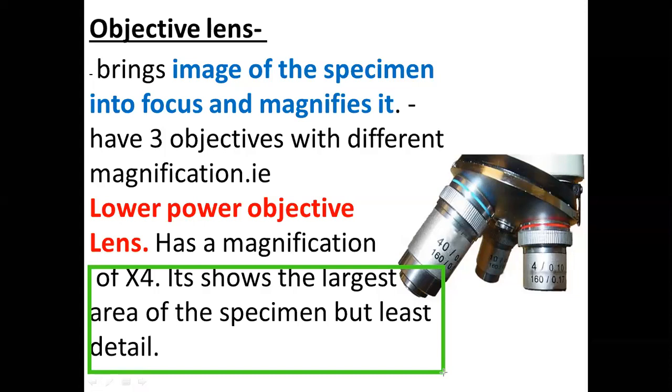Because we normally have a rule, and this rule, I normally use my hand this way. I say the lower the magnification, the wider the field of view. Look at what I'm doing with my hands. The lower the magnification, the wider the field of view.